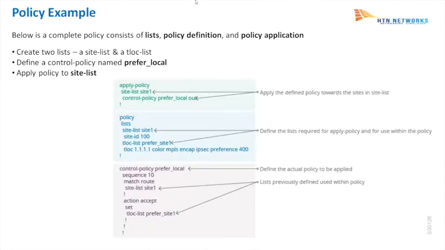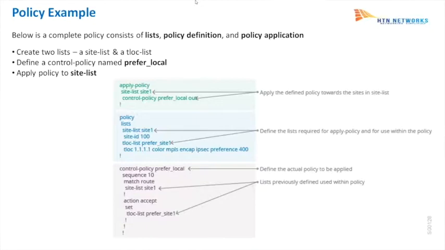In the previous slides, we discussed that it's up to you. You want your voice over IP traffic to take TLOC 1, and let's say your multimedia traffic or video streaming traffic, you want to take TLOC 2. So that's how you configure policies here. You say, okay, match this site, and then set this TLOC.